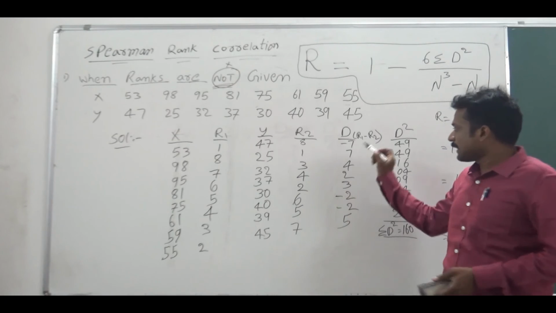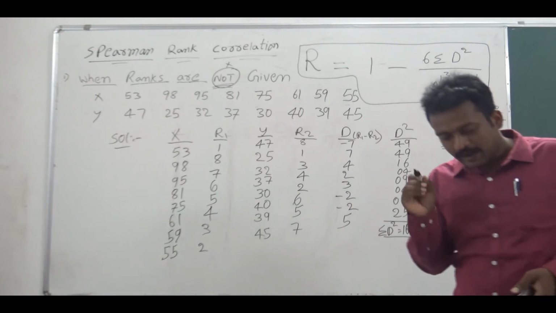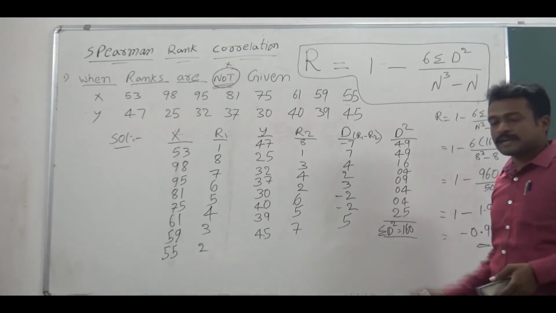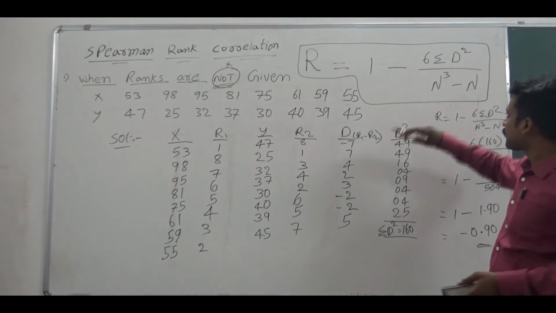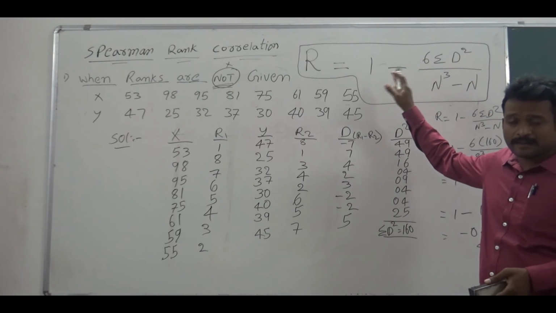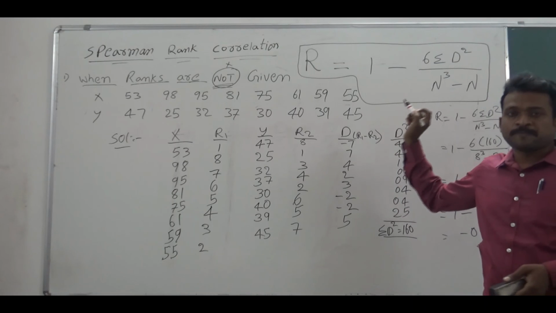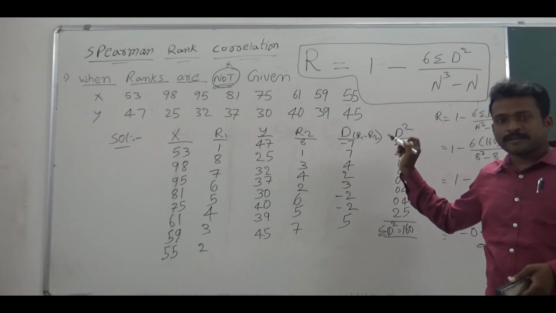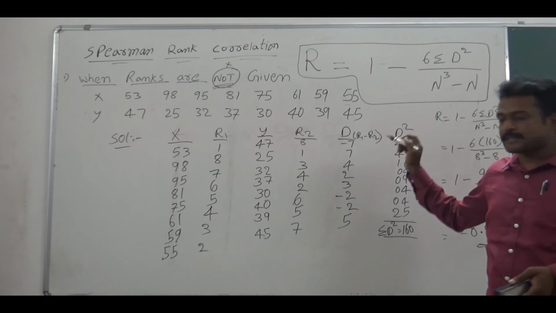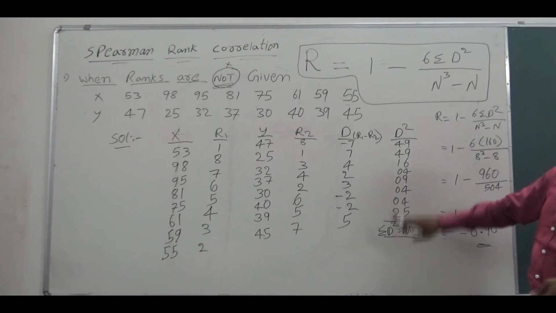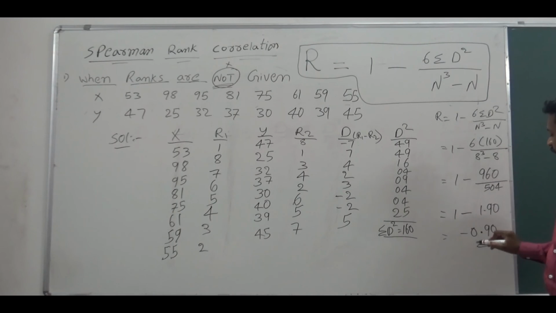And d is your difference, r1 minus r2 is your d. In order to eliminate the minus values, I have done d square. For applying it to the formula, Spearman's rank correlation, r is equal to 1 minus 6 sigma d square divided by n cube minus n. You just put all these values into the formula and you'll get the Spearman rank correlation.